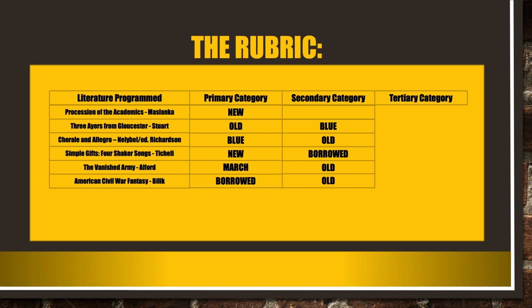So next, I go to my tertiary category and see, do any of these fall into additional categories that would help me see my balance? So let's take a look at what I felt the tertiary category for these works are. So as you see, I only classified 2 that I felt would have a third category. Chorale and Allegro by Nelibel, I actually classified that as new. And you probably look at that and think, what is he thinking? He has it classified as old. How can it be old and new?